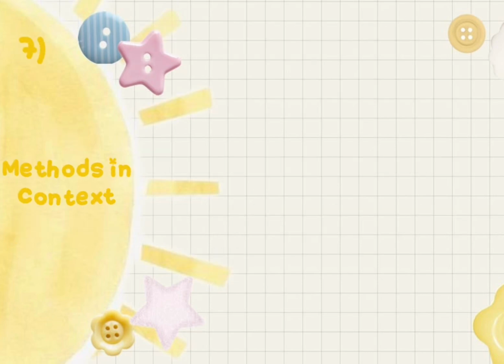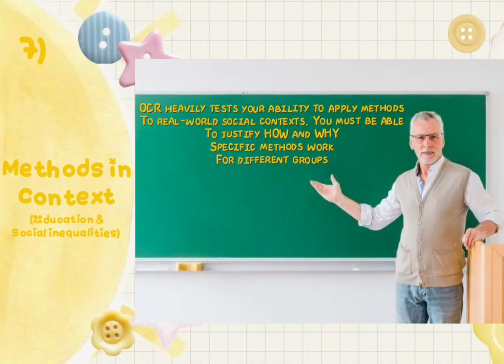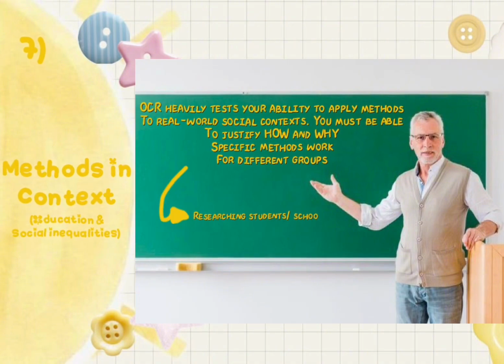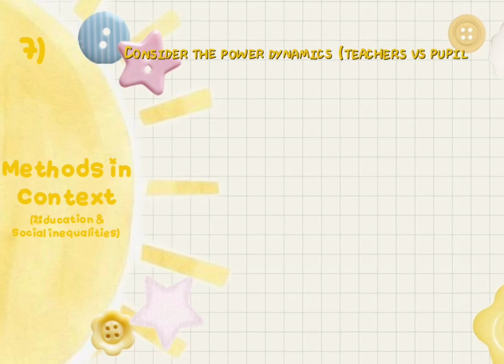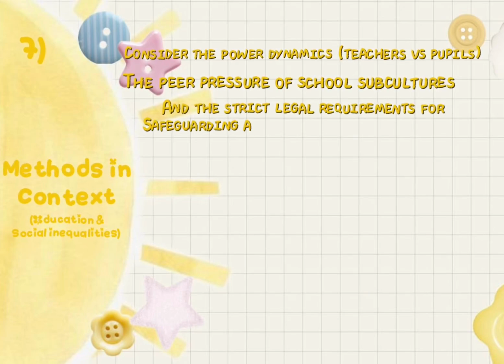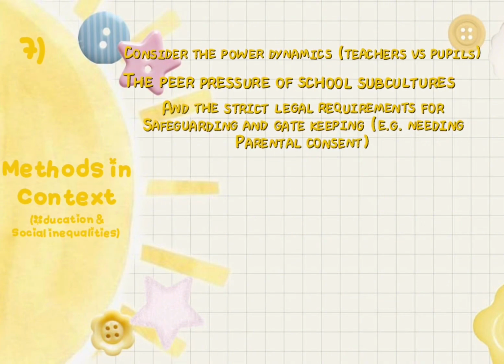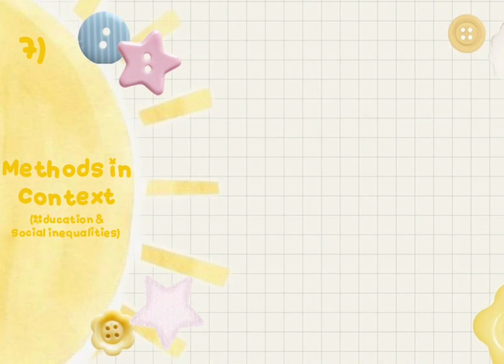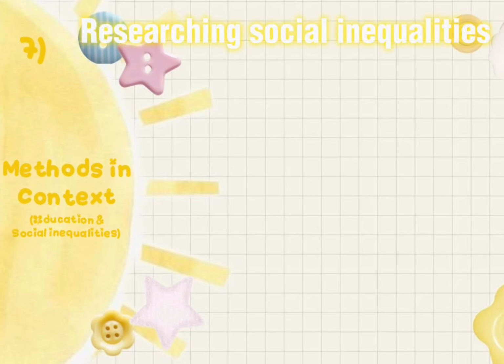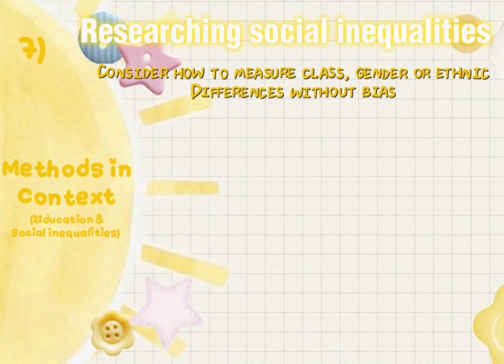7. Method in context. Education and social inequalities. Now, the OCR exam board heavily tests your ability to apply methods to real-world social contexts, so you must be able to justify how and why specific methods work for different groups. For example, researching students and schools. Consider the power dynamics between teachers and pupils, the peer pressure of school subcultures, and the strict legal requirements for safeguarding and gatekeeping, for example, needing parental consent. Another example is researching social inequalities. You have to consider how to measure class, gender, and ethnic differences without bias.